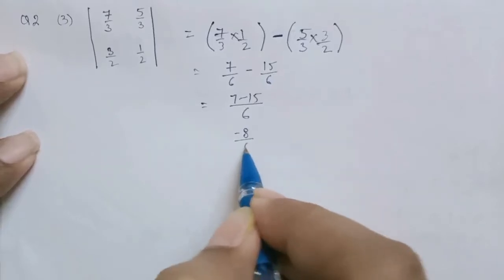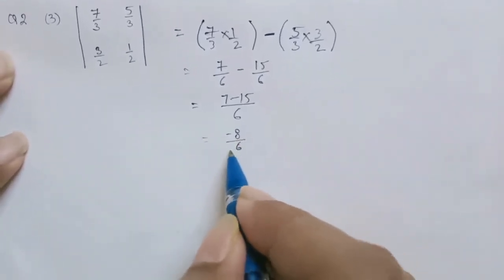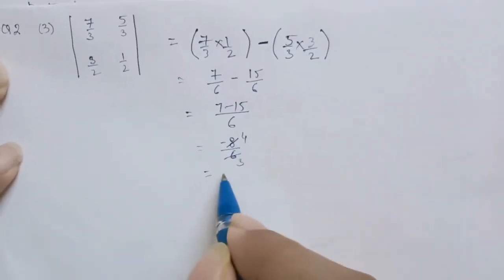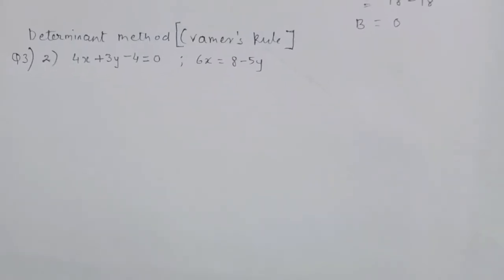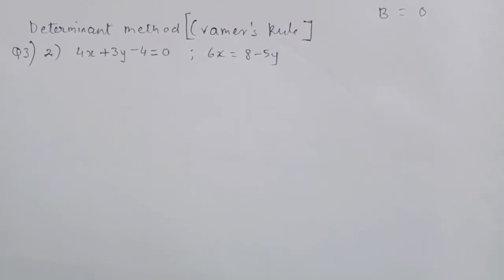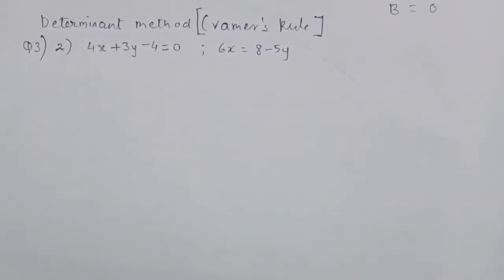If we cancel it, 2 3s are 6, 2 4s are 8. So the value of the determinant is minus 4 upon 3. Now we are going to solve exercise 1.3, question number 3, which is Cramer's rule.